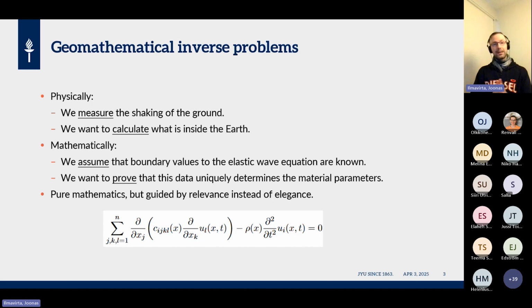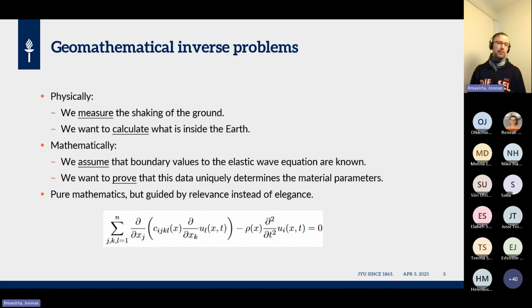From a mathematical point of view, which is what I actually do, instead of measuring the shaking of the ground, we assume that boundary values to the elastic wave equation are known. The elastic wave equation is given towards the bottom of the slide. It is the simplest version, parameterized by density rho and the stiffness tensor C, written for the displacement vector field U.